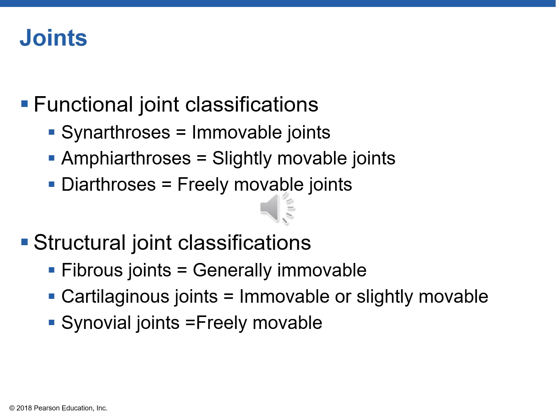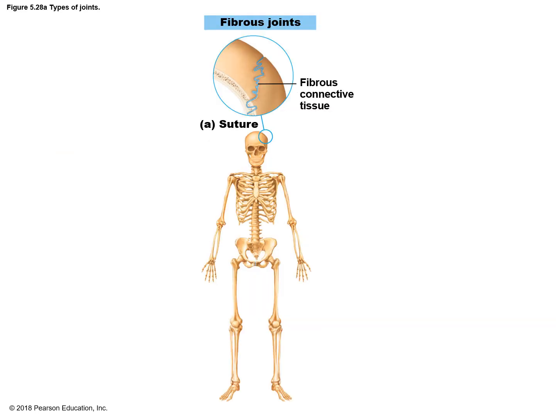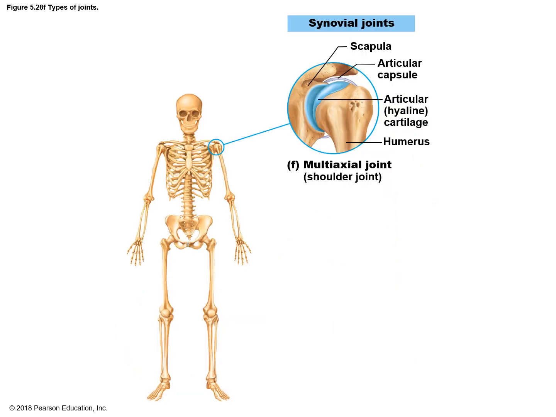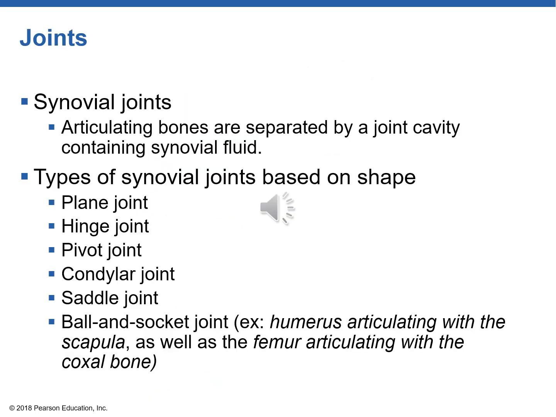In terms of the structural classifications of joints, we can use these terms: fibrous, cartilaginous, and synovial, and they describe the type of tissue that the joint is made up of. Most joints are synovial and are very, very freely movable. Synovial joints make up the majority of joints, and they're very interesting because they contain a capsule full of synovial fluid which reduces friction. There are several types of synovial joints, and they're listed here.